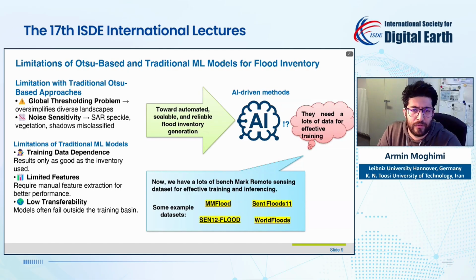This is why we turn to AI-driven methods. An AI-driven method can integrate multi-source data, learn complex non-linear patterns, and generate a more reliable, scalable flood inventory. While AI does need a large dataset, these challenges are being addressed with newly available benchmark datasets, such as, for example, Sen1Floods11 for SAR images, or WorldFloods for optical images, and multimodal datasets like, for example, MMFlood, which also include DEM and auxiliary variables besides the Sentinel-1 and Sentinel-2 images.